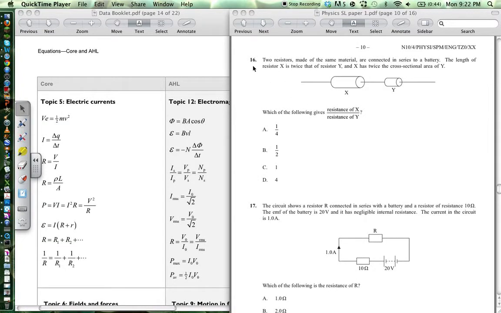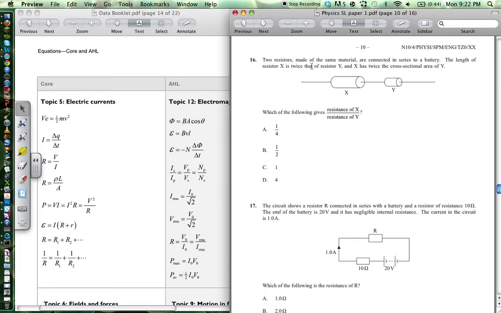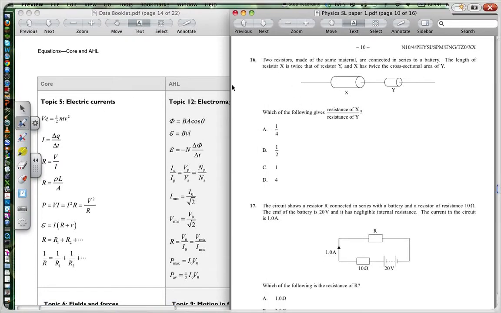So here we are starting with question 16, and we can see that we're dealing with electricity, so we need to have our electricity data booklet section open there. So we have two resistors made from the same material connected in series to a battery.